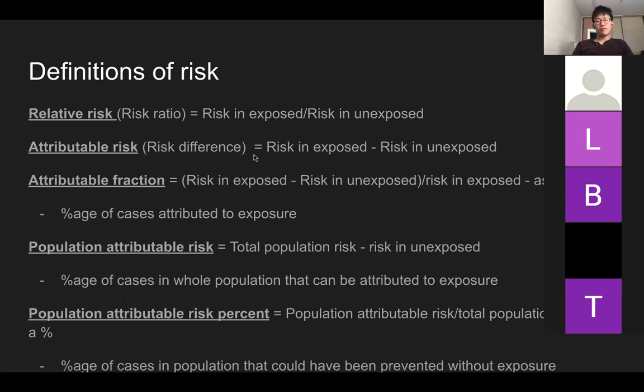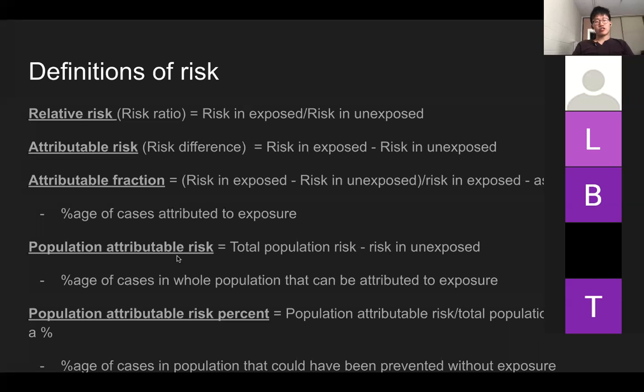Attributable risk is the difference in the risk in exposed and unexposed. The attributable fraction is the risk in unexposed subtracted from the risk in exposed. So it's the risk difference over the risk in exposed, usually expressed as a percentage, so the percentage of cases specifically attributed to the exposure.